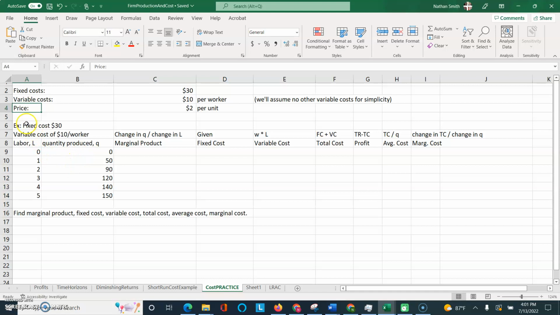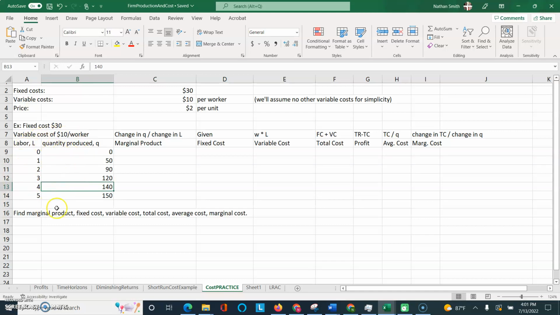Okay, now what I've given us in the table are these two starter columns that tell us, as a function of how many workers are being hired, so that would be L for labor, what is the corresponding quantity produced that in total the firm would expect to produce. So for example, if this firm hired one worker, that firm would produce 50 units total. If this firm instead hired, let's say, 4 workers, the total production of the 4 workers would be 140 units.